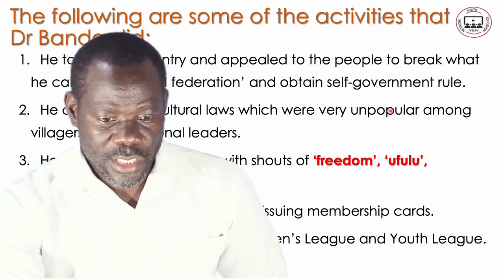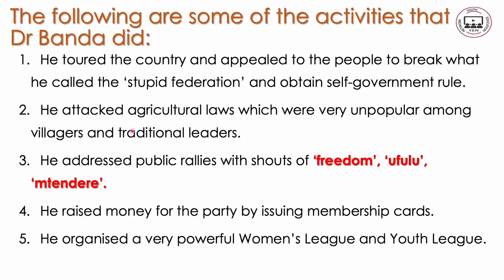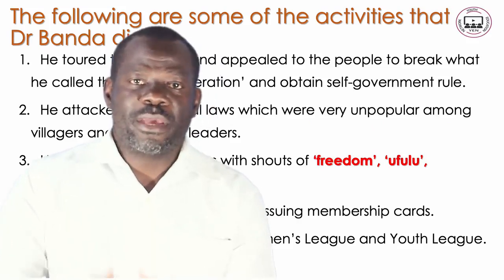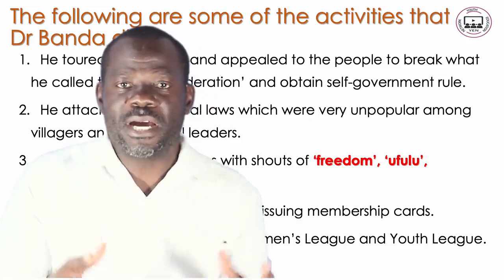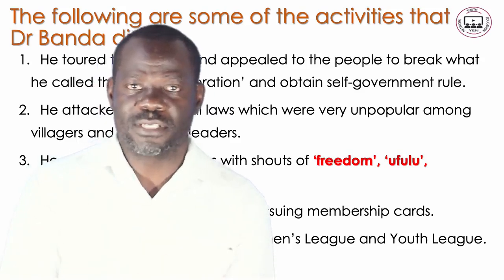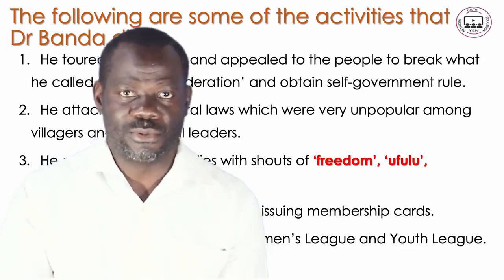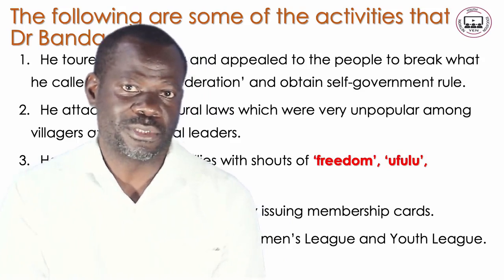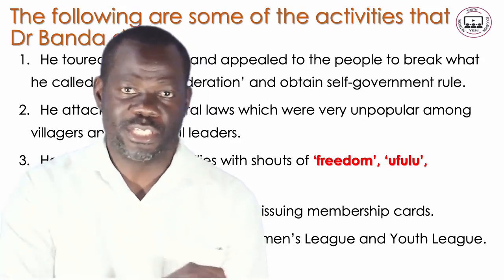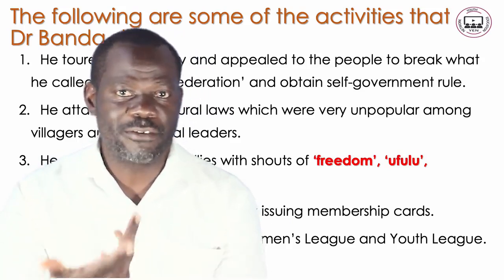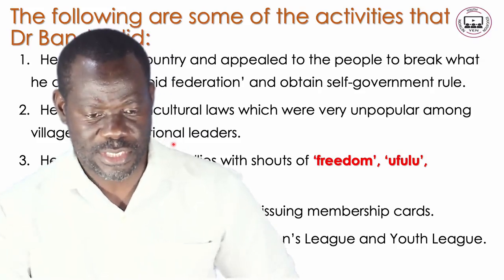So he attacked agricultural laws which were very unpopular among the villagers and traditional leaders. So the laws of making people to make ridges for the colonial farms, that one, and many other rules, he attacked those agricultural laws to say they are bad laws, we don't need them. And already Africans did not like those laws.